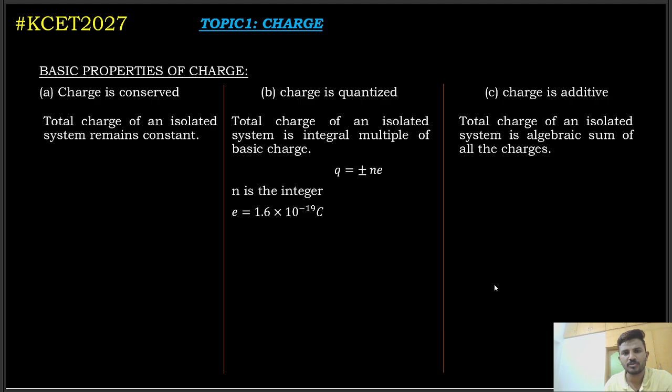Next we'll discuss the basic properties of charge. In this we have three types: charge is conserved, charge is quantized, charge is additive. Okay, in case of charge is conserved, the total charge of an isolated system remains constant.